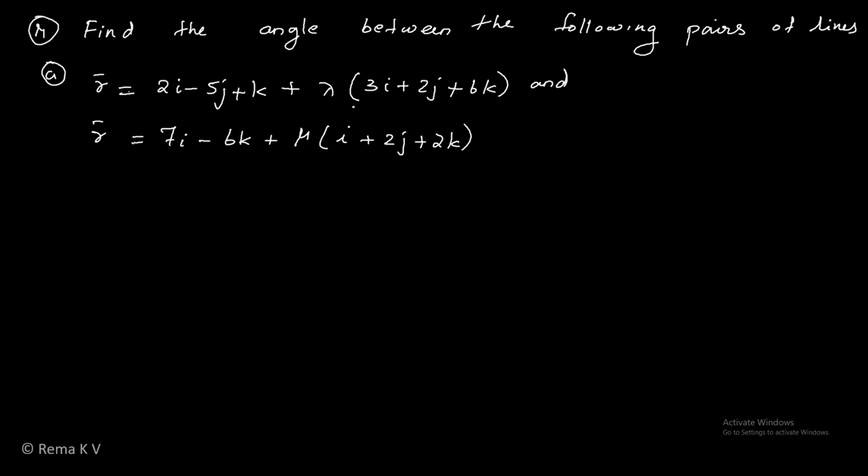It is in vector form. So you have to consider the standard equation of a line, that is vector r is equal to a1 plus lambda b1, and here vector r is equal to a2 plus mu b2. Compare with this standard form, and you know that this is the equation of a line which passes through the point (2, -5, 1) and is parallel to the vector 3i plus 2j plus 6k.